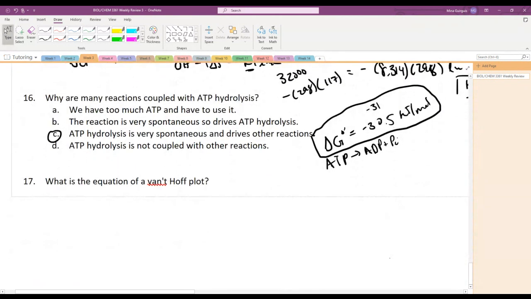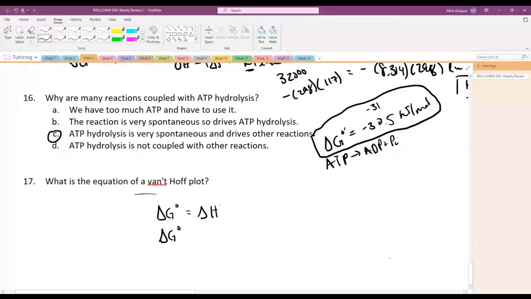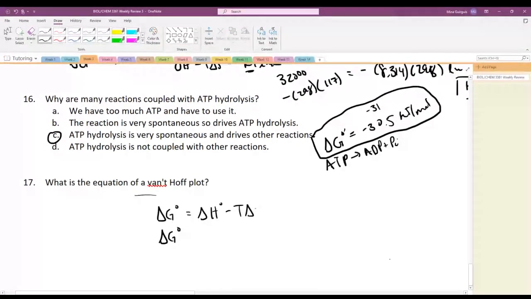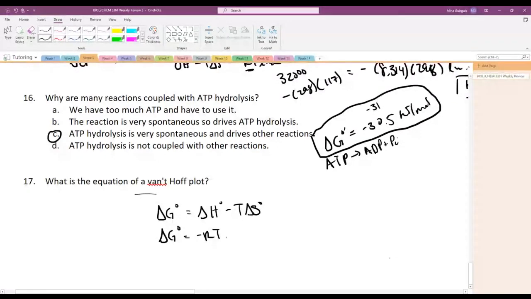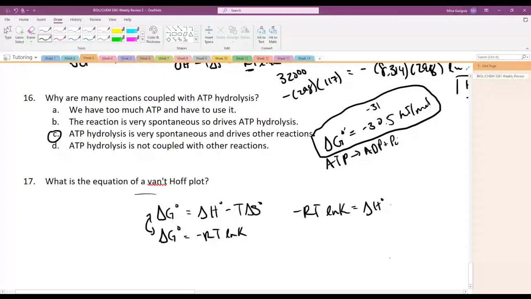Okay. And our last question, which I apologize, I am rushing a little bit out of respect for your time, is the equation of a Van't Hoff plot. So Van't Hoff plots are based on the relationship that I mentioned earlier. The fact that delta G is equal to both this and this. Okay. So by setting these two equal to each other, which I'm going to do over here, give me one moment. So it's delta H minus T delta S, and then doing a little bit of rearrangement. So I'm going to, in this case, divide by negative RT.